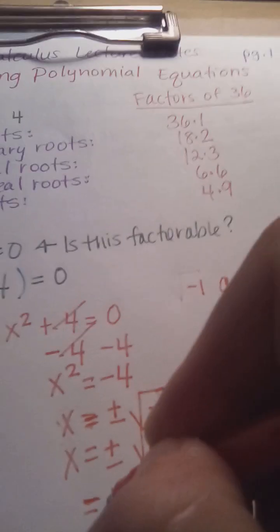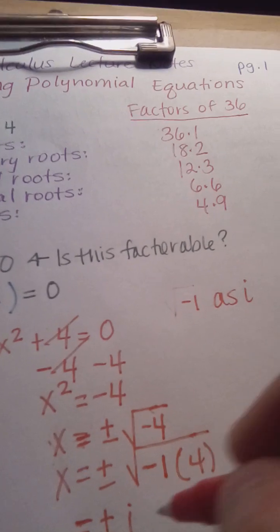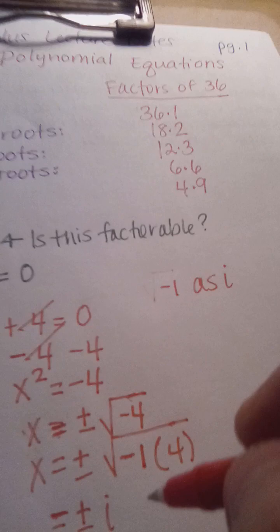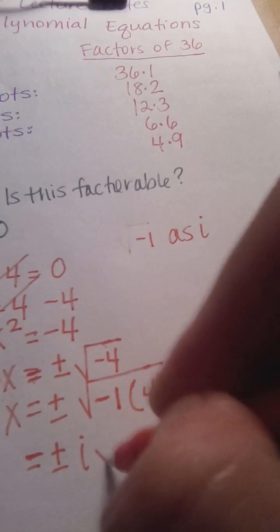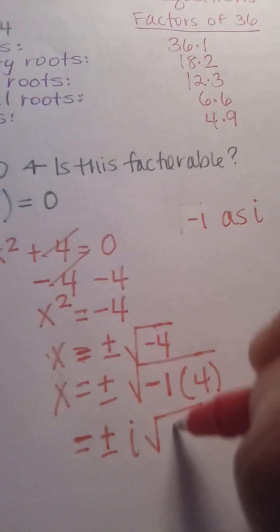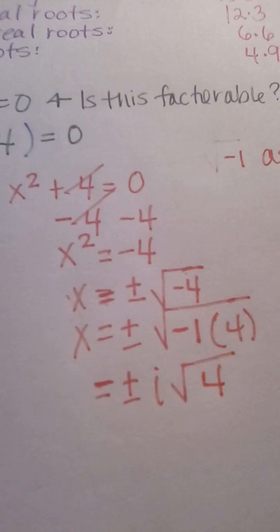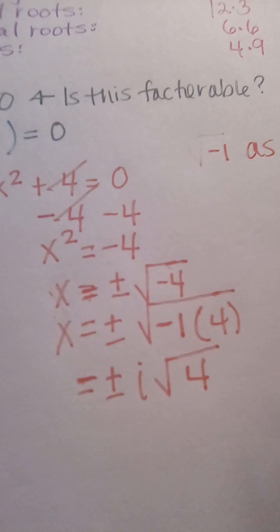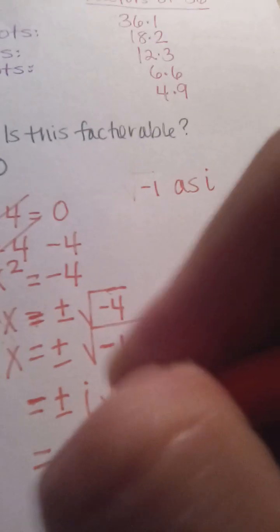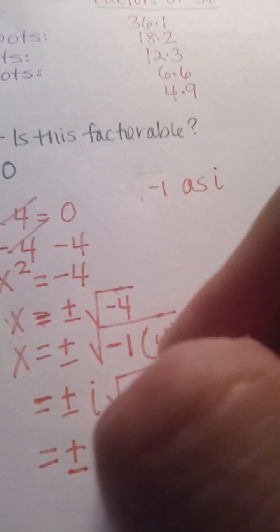You see this part? We have to do something next. Plus or minus i. What is the square root of this? It will turn into 4, right? What is the square root of 4? 2, right? Plus or minus 2i.